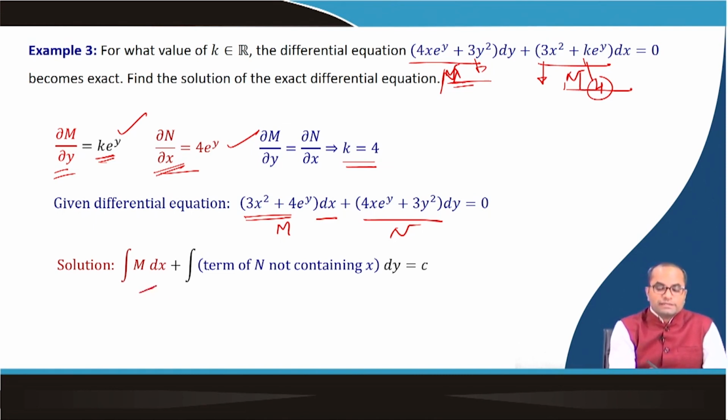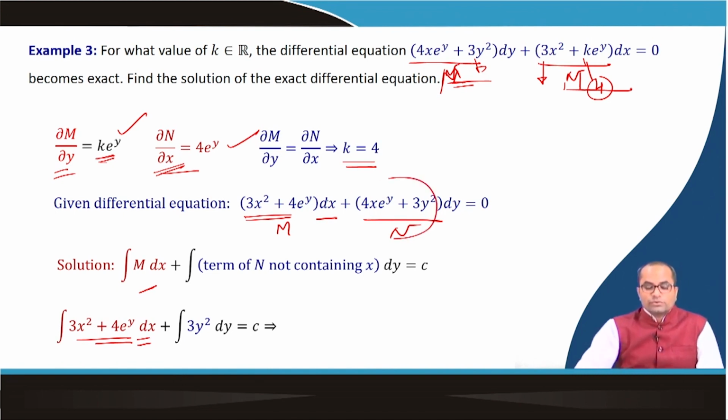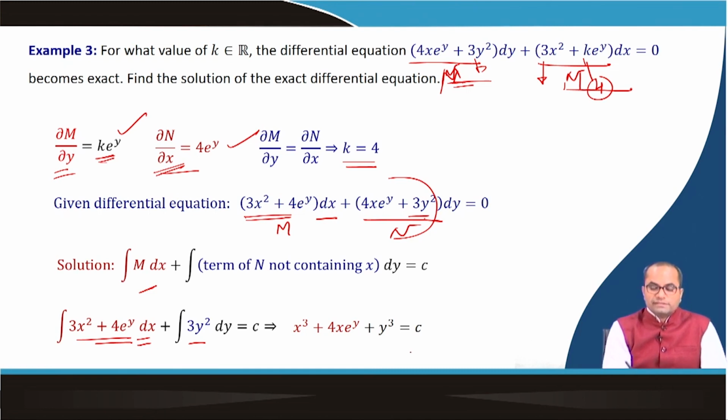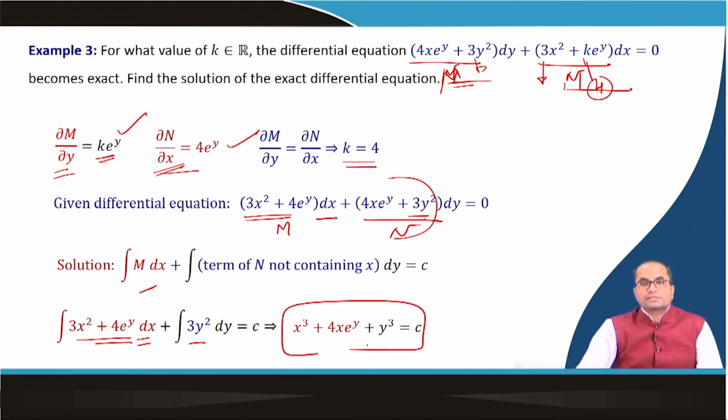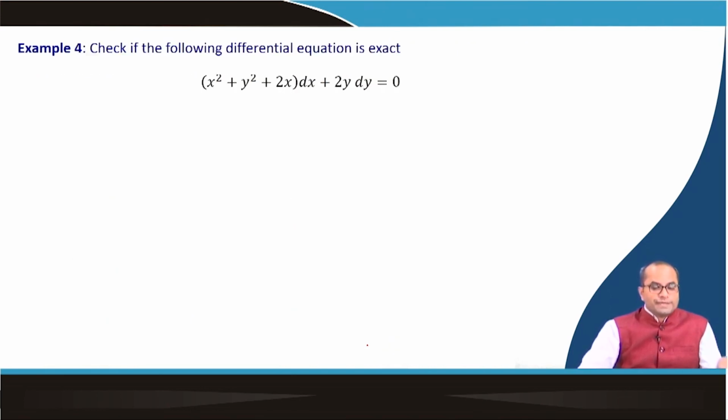So, M dx, so we will integrate just this function here, (3x² + 4e^y) dx, and then plus, out of N, we will get those terms which do not contain x. So, here only this 3y² does not contain x. So, here 3y² dy, and then we integrate this, and we will get the solution x³ + 4x e^y + y³ = c. That is the solution of the given exact differential equation for this value of k.